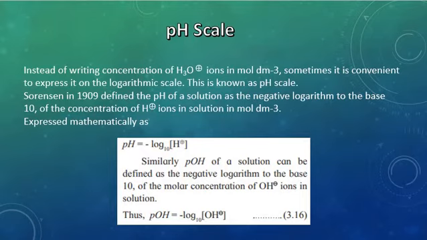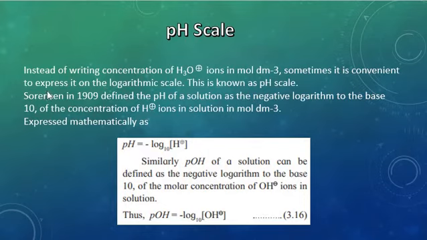in a particular solution. And when we are expressing hydronium ion concentration or hydrogen ion concentration in mole per dm cube on the logarithmic scale, we start calling it as pH scale.